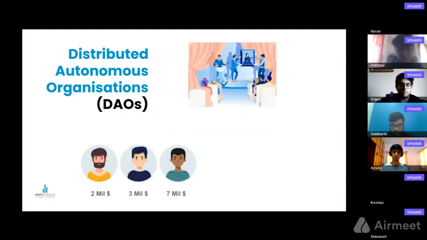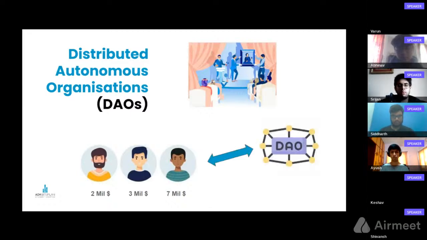So assuming there are three people, art collectors, let's say, with money to spare: 2 million, 3 million, and 7 million, and there is an auction. So when a DAO enters, what it does is it takes up all their money and gives them tokens. A token is nothing but a currency. It's just like a currency that's created by the DAO, and that's exclusive only for these three people. A dollar is for everyone. This token is exclusive for this DAO and can be used only here.